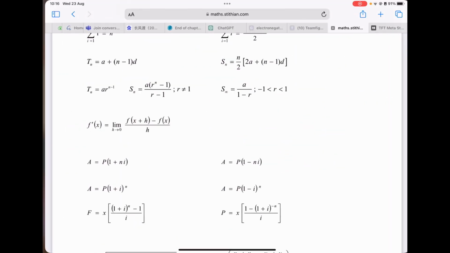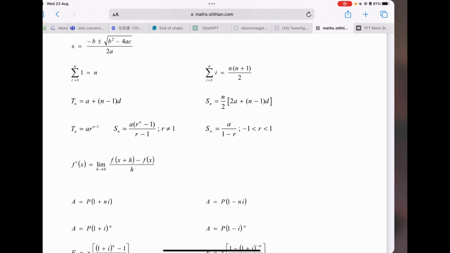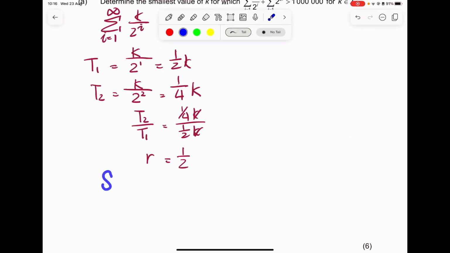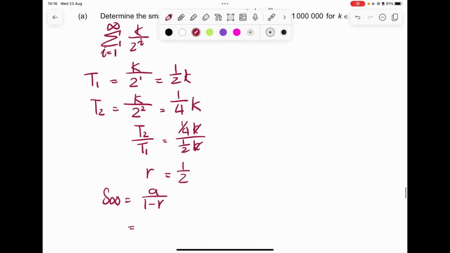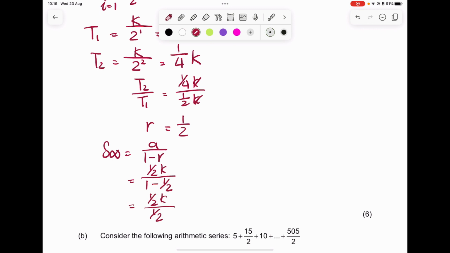Sum to infinity is a over 1 minus r, where r is between minus 1 and 1, and it's a half, so that's fine. A here is the first value, and that is a half k. So it's a half k over a half. These cancel out, so that equals k.